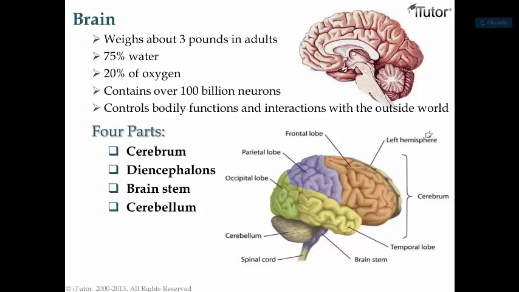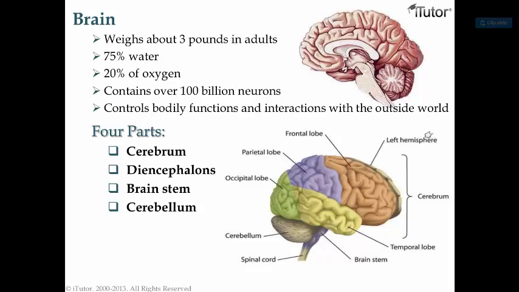Your brain. The entire brain weighs about half as much as a textbook. Okay? So it weighs about 3 pounds in adults. Of course, it's formed of 75% water, 20% oxygen, and contains 100 billion neurons. It controls body functions and interactions with the outside world.